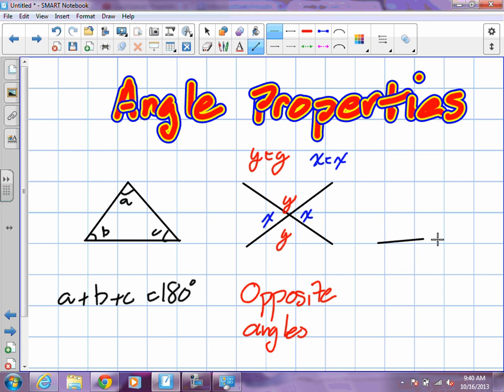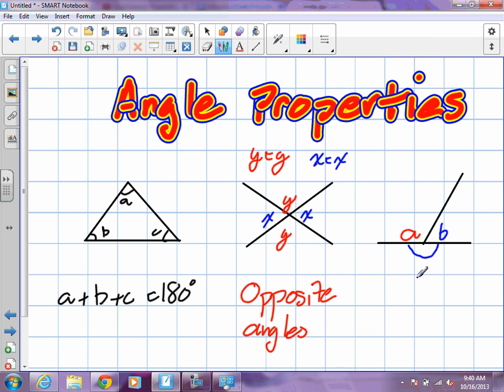Another example. We have a straight line, and then another line cutting it. Okay? We're going to refer to these two angles. We'll call them A and B. They have to equal 180. That's right. Because a straight line is technically 180 degrees, if we were to add A and B together, we know that the two angles would equal 180 degrees.